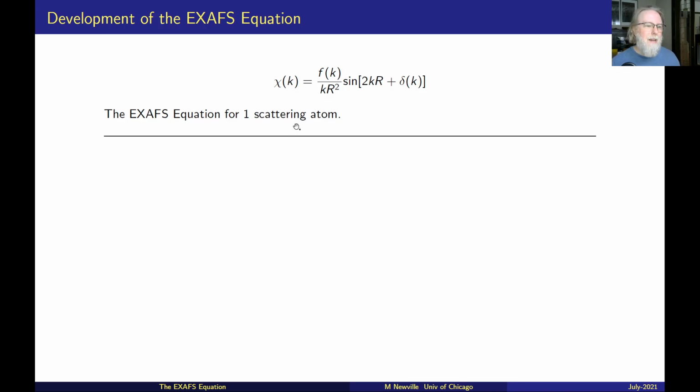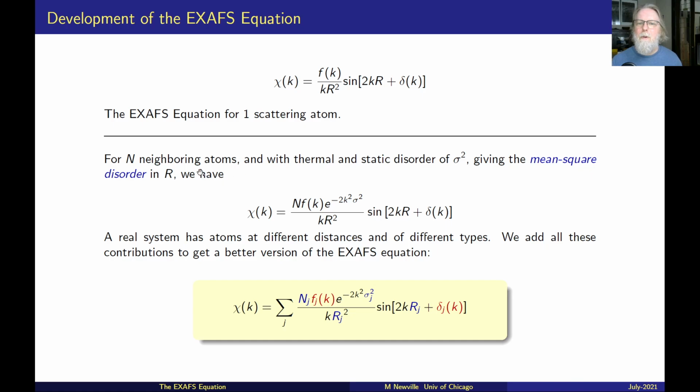So we could say we're done at this point, but of course we're not done at all. Because that's for one atom. And for N atoms with thermal and static disorder and so on, there's a mean square disorder in R.